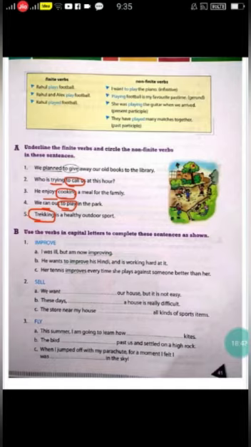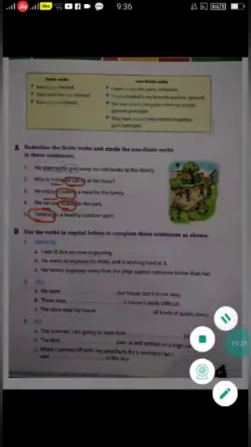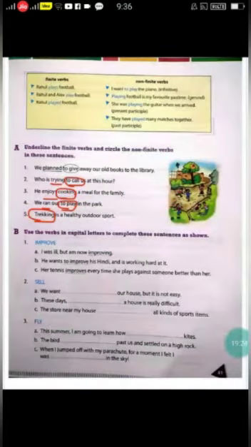The first one is already done for us. The verb given is improve. I was ill, but I am now improving. So, ing form. Now it says that it is present. So the first one was present participle. B bit. He wants to improve his Hindi and is working hard at it. To improve, infinitive verb. Third one, her tennis improves every time she plays against someone better than her. Here, her tennis improves every time. So, it is present tense.